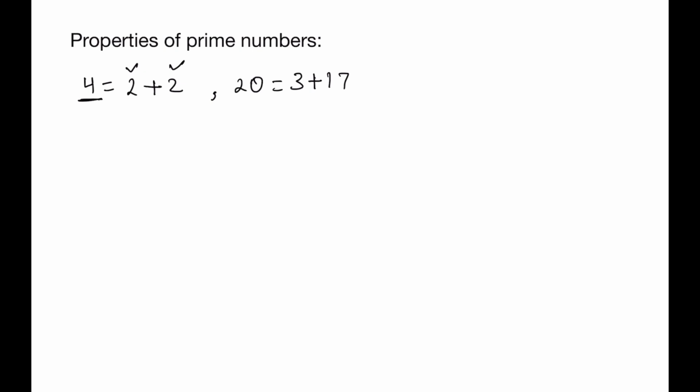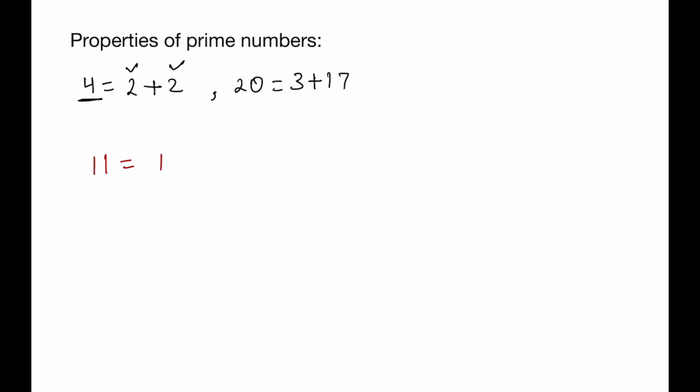Now what's the next property? It is a really important property, and sometimes people get confused. Every positive integer greater than 1 can be written as a product of prime numbers in a unique way. Let me take a positive integer like 11. It can be written as a product of prime numbers in a unique way.